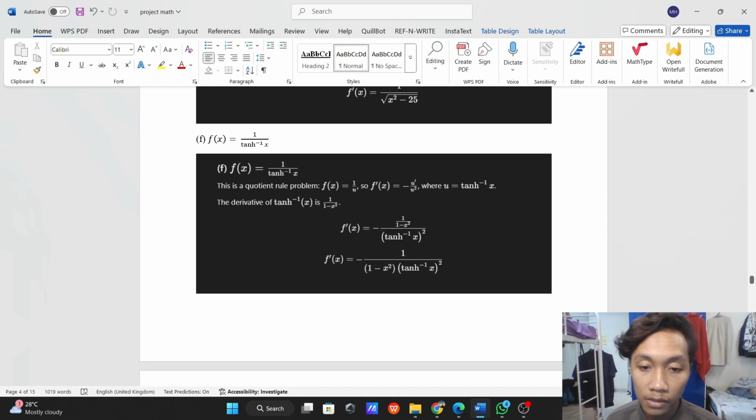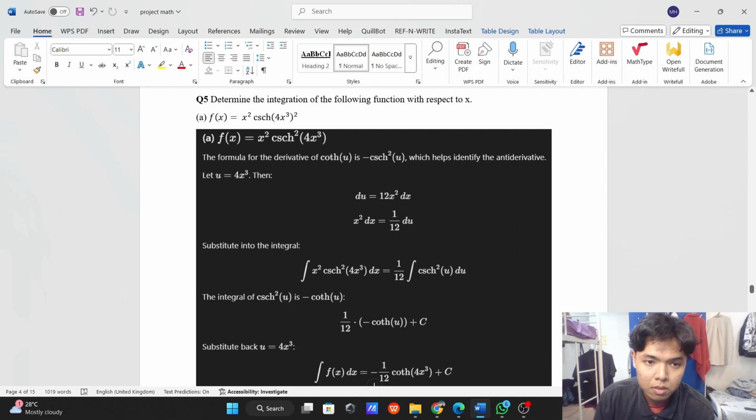So our final answer is negative 1 over bracket 1 minus x to the power of 2 and tanh inverse x to the power of 2. Moving to the next question. Question 5. Determine the integration of the following function with respect to x. The first question, if f(x) is equal to x squared cosech 4x cubed times square.